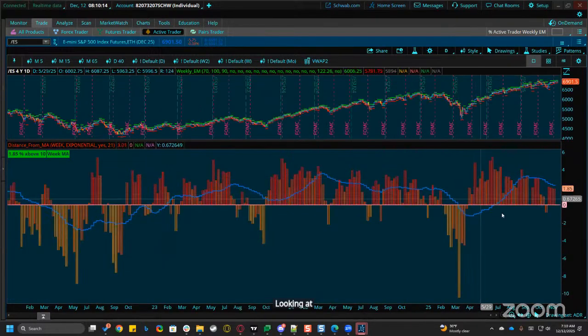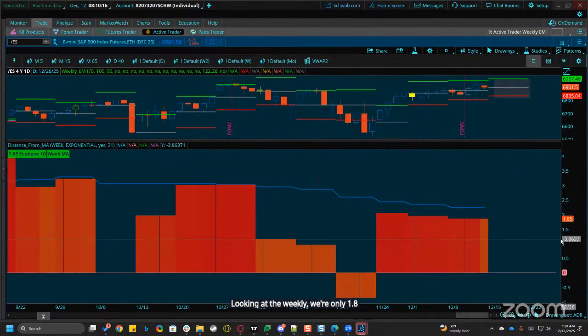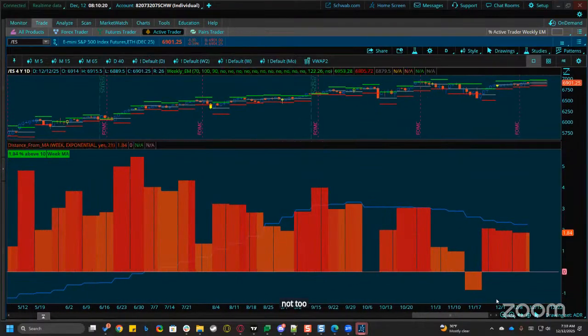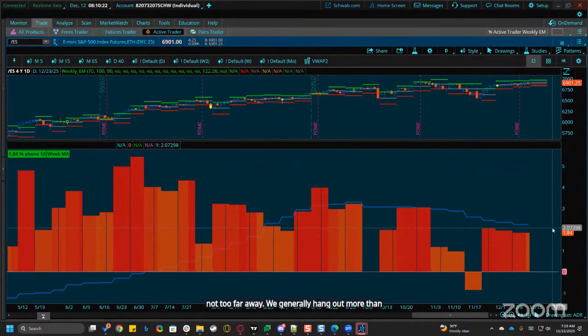Looking at the weekly, we're only 1.8% away from the 10-week. So also, again, not too far away. We generally hang out more than 2% away from the 10-week, and we're not even back to that typical metric. It's kind of like saying you generally drive 75 on the interstate. If you're only doing 65 right now, then you've got plenty of room, right? You can speed it up a little bit. We're not burning hot. We're not running aggressive. We've got room to the upside, and we still wouldn't consider it overbought.